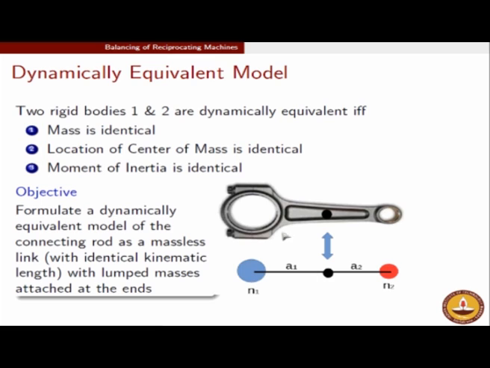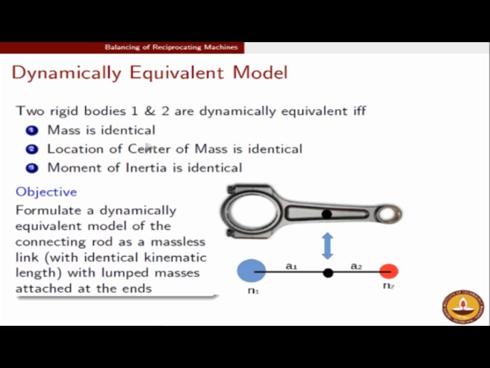When can that happen? Two systems are said to be dynamically equivalent if three conditions are satisfied, namely the mass is identical. Whatever I get if I take a weighing machine and find out the mass of this system should be exactly the same as the mass of this system. So, the mass between these two systems, the actual connecting rod and the connecting rod which is assumed to be massless but with end masses connected in a lump fashion as shown in this figure, is the same.